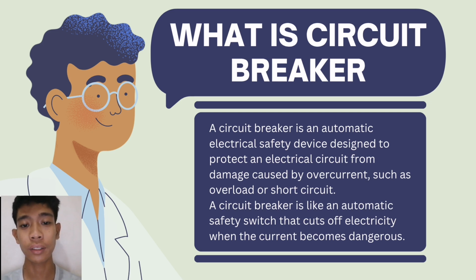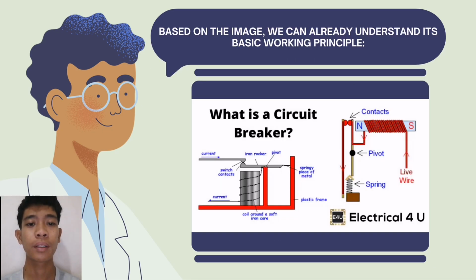To make it short, a circuit breaker does not just turn off electricity. It automatically detects danger and interrupts the current in milliseconds to protect wires, appliances, and people. Based on the image, we can already understand its basic working principle.